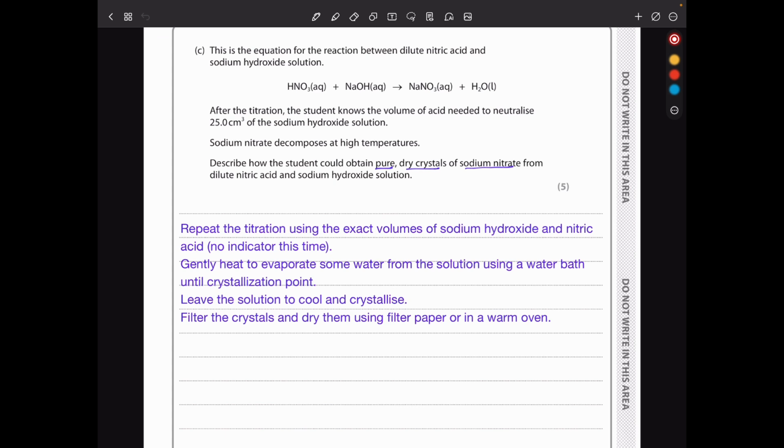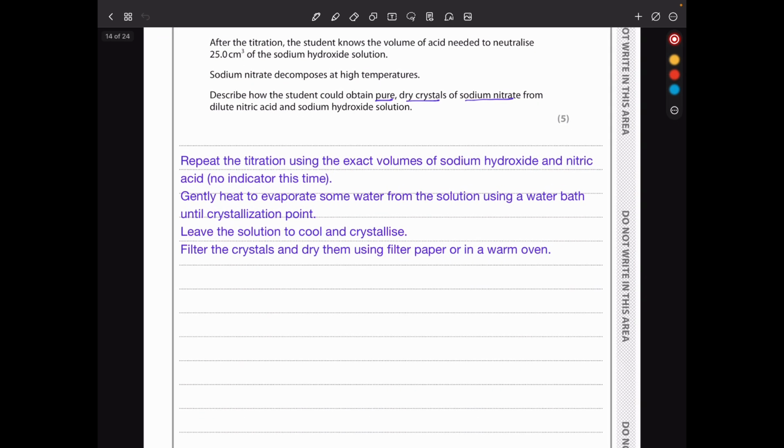So I said, repeat the titration using exact volumes of sodium hydroxide and the acid, no indicator this time. Gently heat to evaporate some water from the solution using a water bath until crystallization point. Then leave the solution to cool and crystallize. Filter the crystals and dry them using filter paper or in a warm oven.